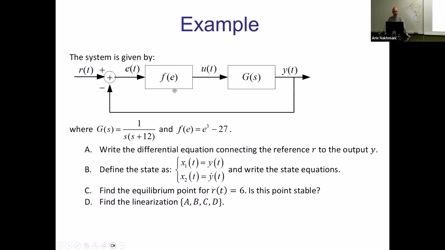What you want to do is write the differential equation which describes that entire system. This is part A. Then you want to define the state in a particular way and write the state equations. Then you want to find the equilibrium point for that particular nonlinear system. I'm asking you to do that around a constant value of 6. You can pick any other value, but 6 works nicely with computations. Something will cancel out. Then you need to discover if this equilibrium point is stable. And then we want linearization matrices A, B, C, and D for that system.